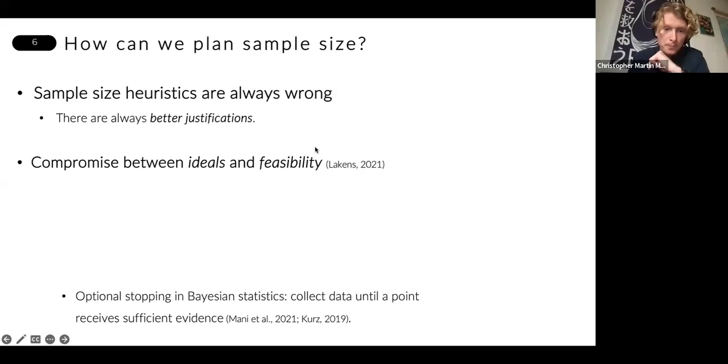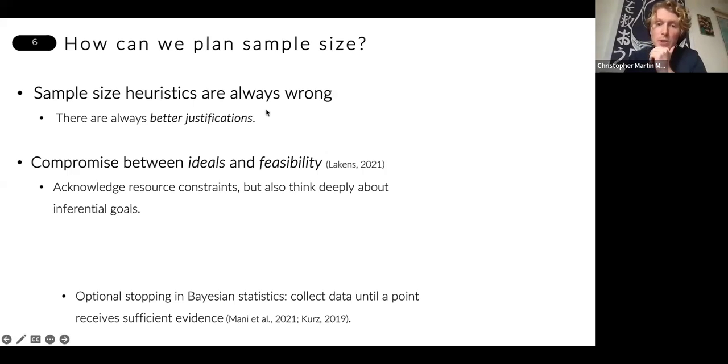And again, we know that there's this compromise between ideals and feasibility. So if we're interested in an effect size of 0.05, we likely can't collect 3,000 infants unless we have a multi-lab replication infrastructure, which we of course have here with ManyBabies. But usually when we're designing studies, it's not feasible for us to design this. So there is this compromise between ideals and feasibility, where we need to acknowledge resource constraints. But we also need to think very deeply about the inferential goals. What is it we're trying to show with this study?